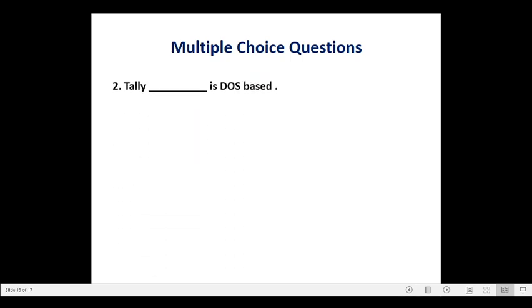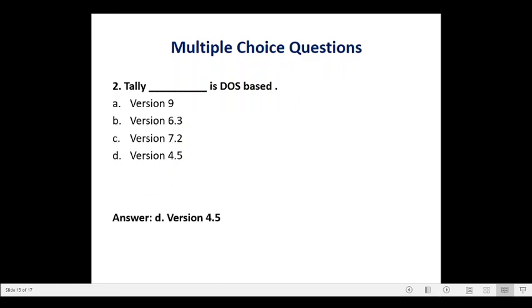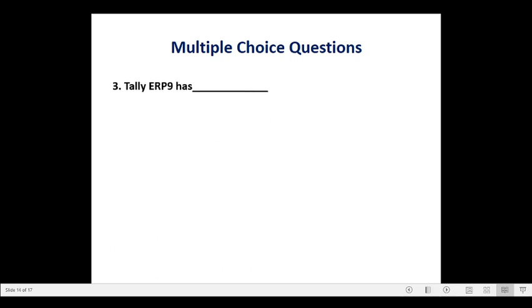Now let's move on to the next question. Tally dash is DOS based. So they're asking for the version. Which version is based on DOS? That is, this operating system. Yes, the first version, so the answer is D, 4.5. Now let's move on to the next question.